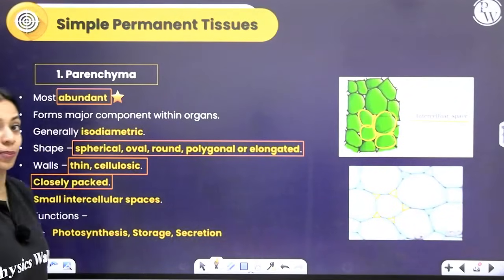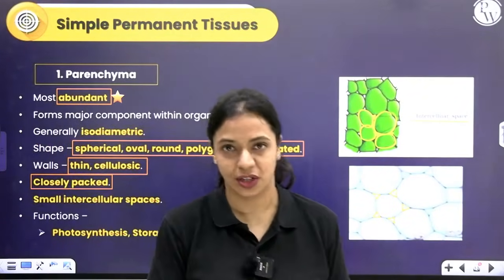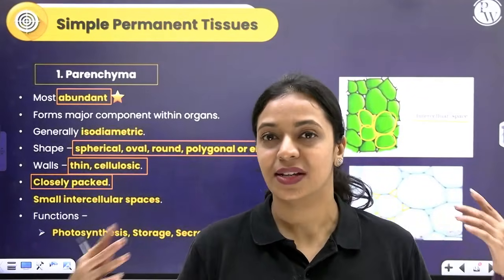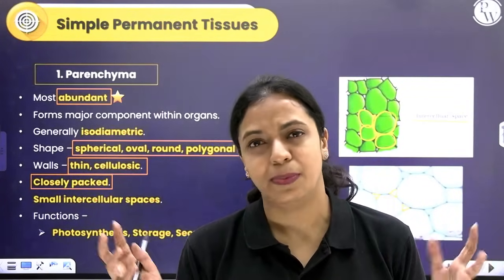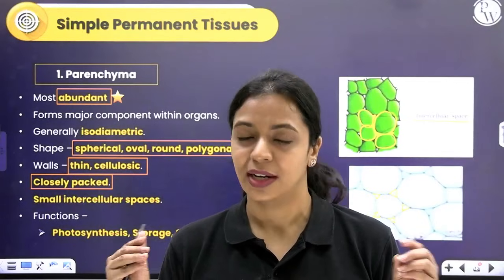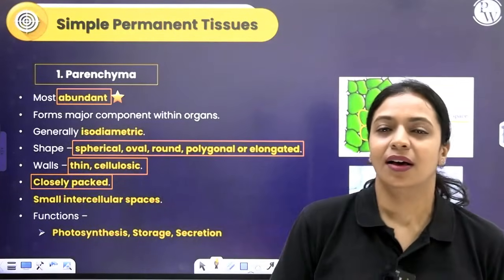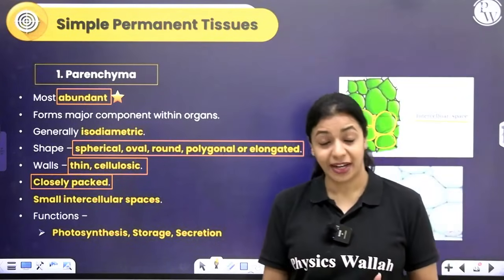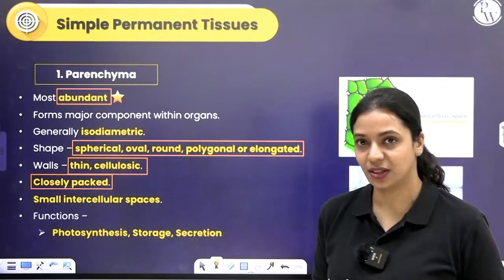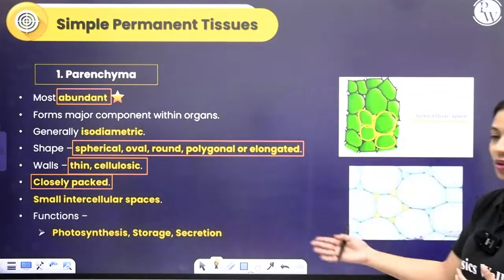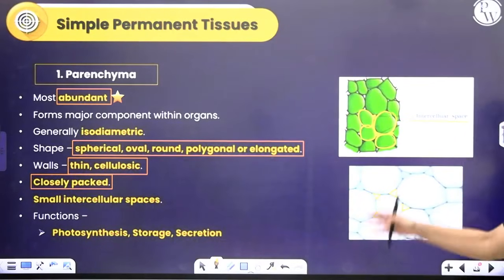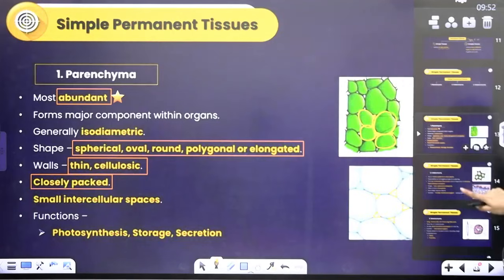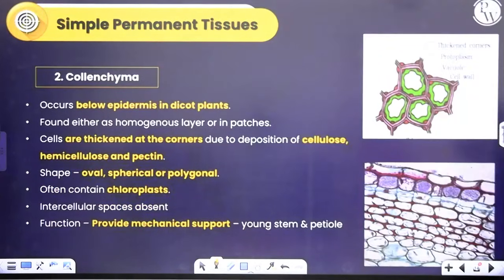What is the function? Depending upon where it is present, its function can vary. If it's present in the leaf, it could possibly help in photosynthesis. If it's present as the outermost layer in any part of the plant like root, stem or leaf, it will obviously offer protection. If it's present in a storage root, it could be storing reserve food. So depending upon where it is located, its function can vary. So photosynthesis, storage, secretion, all of these are different functions that parenchyma performs in different parts of the plant. Now let's talk about collenchyma.